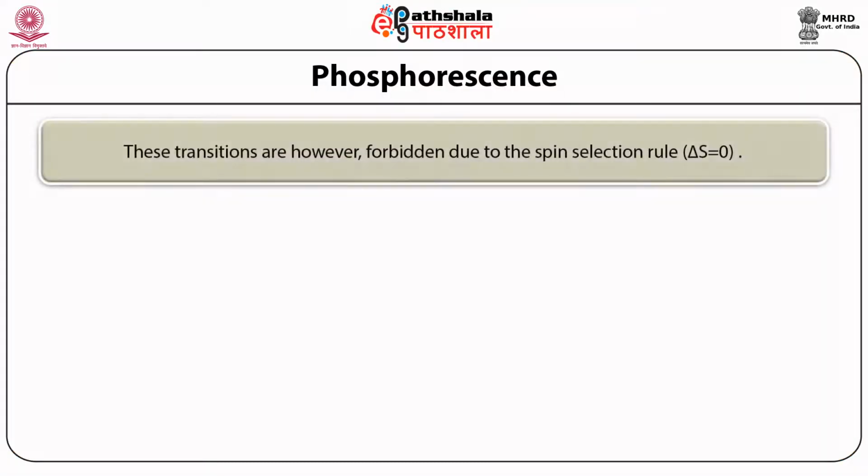Further, vibrational deactivation by collisions in the triplet state takes the molecule stepwise down the vibrational levels until it reaches the lowest level of the triplet state. So, the transitions from this triplet state to the ground singlet states are responsible for the phosphorescence phenomena. These transitions are, however, forbidden due to the spin selection rule delta S is equal to 0.